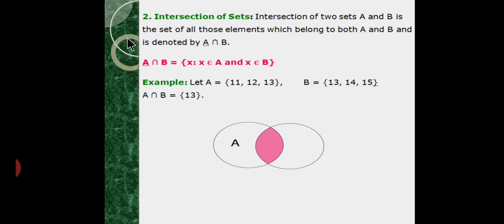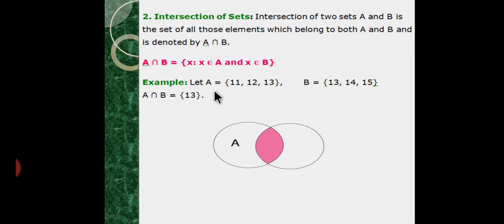The intersection of two sets A and B is the set of all those elements which belong to both A and B, and is denoted by A intersection B. So the common elements of A and B come under A intersection B. A intersection B is equal to X such that X belongs to A and X belongs to B. So this element X belongs to A and also X belongs to B.